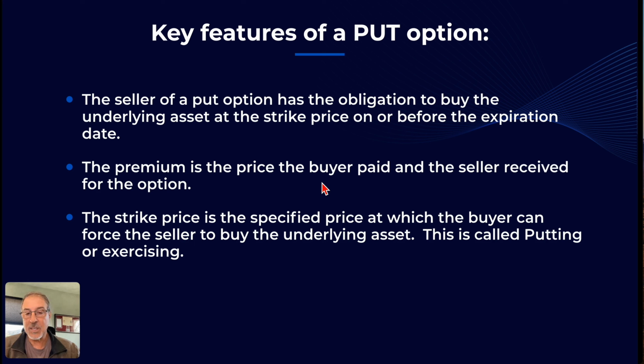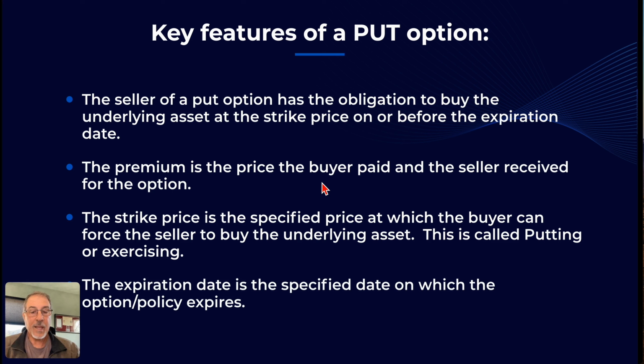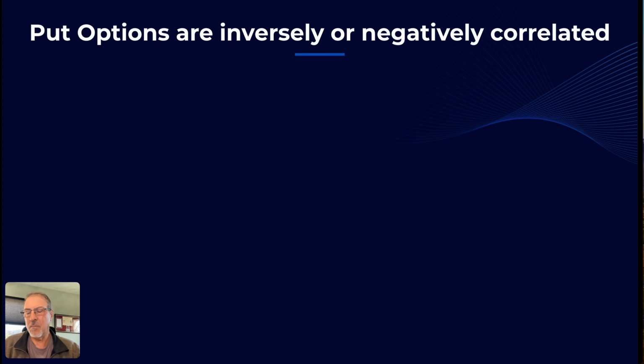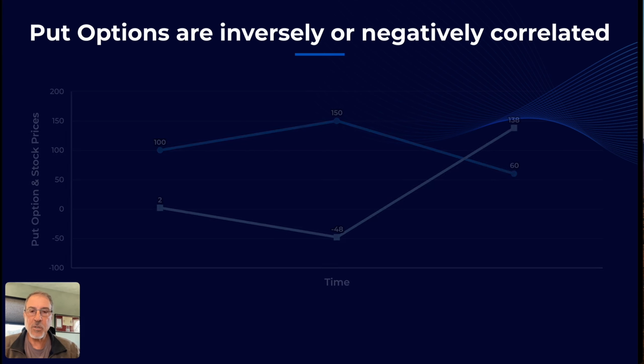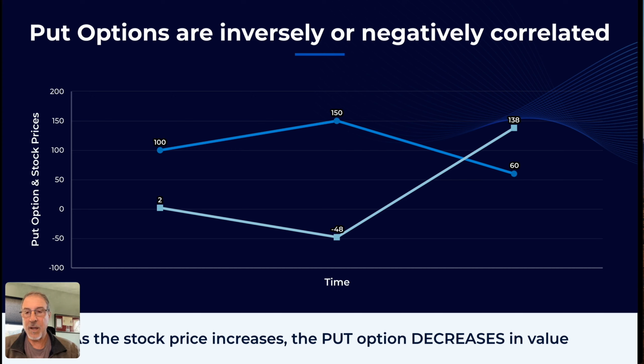The strike price is the specified price at which the buyer can force the seller to buy the underlying asset. The act of forcing them to buy it is what's called putting or exercising the option. The expiration date is the specified date on which the option, or in the case of insurance, the policy expires. So hopefully that simplifies the put concept in relationship to what it would mean in insurance on a house.